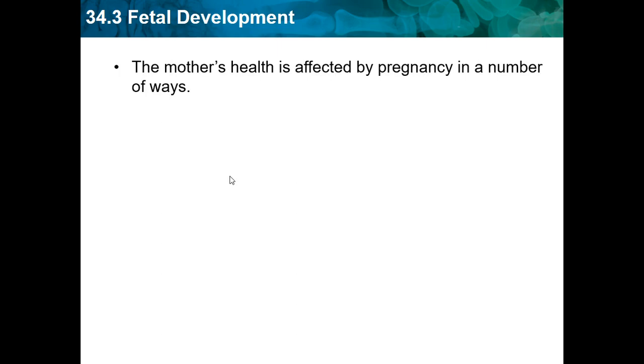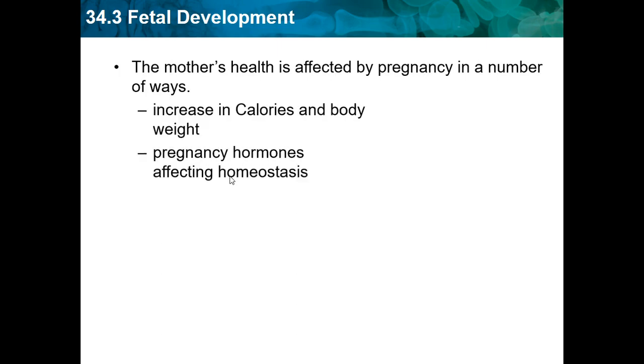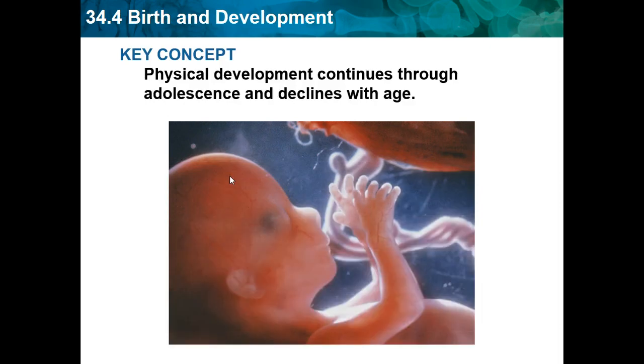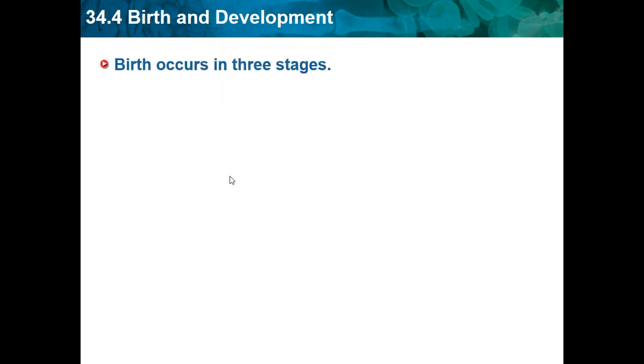The mother's health is affected by pregnancy in a number of ways. Increase in calories and body weight, pregnancy hormones affecting homeostasis, and regular medical checkups are needed. So 34.4, birth and development. Physical development continues through adolescence and declines with age.